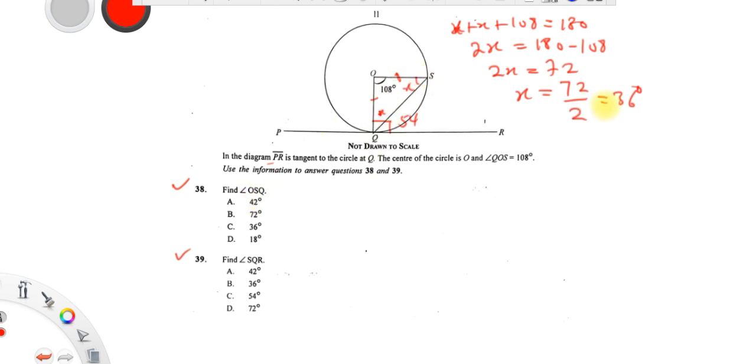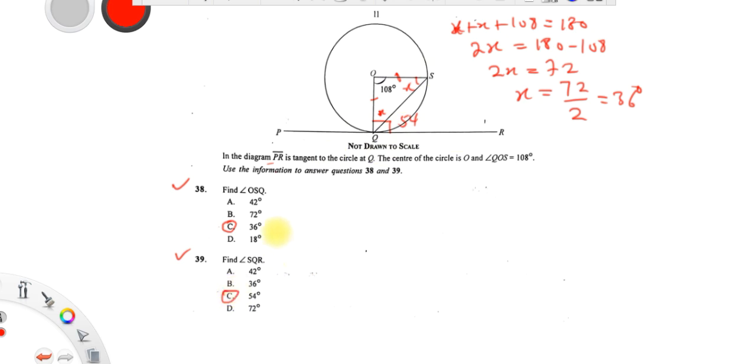OSQ, that is the 36. That's where the 36 is. So we have this. See, this is the correct answer. And then it says you find this one. We have found it already. So 54 degrees. It says you find angle SQR. Angle SQR, that is 54. Where is the 54? Look for it, 54 degrees.